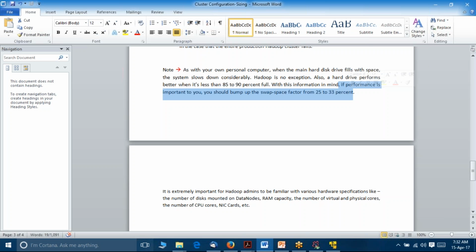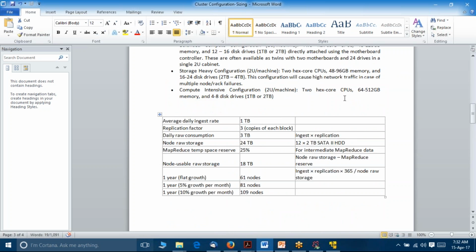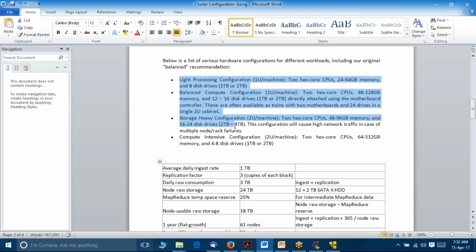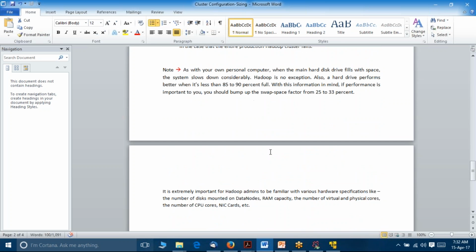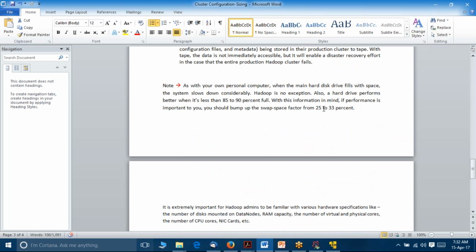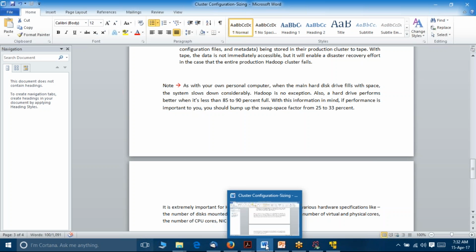That is the reason why I raise this point very clearly here. You need to take this into consideration too. Based on this, you decide whether this 25% needs to be made 33, or 28, or 29, or 30. I hope this makes sense, friends, so you understand how your sizing, your future needs and the volume of data you are going to store decide your cluster size and configuration.